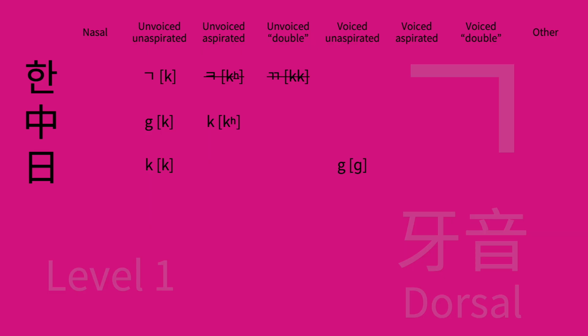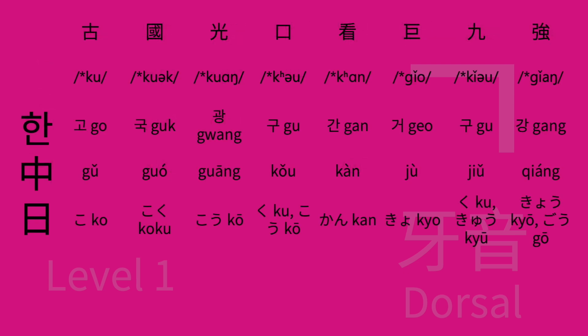For Mandarin, we have k and k. For Japanese, we have k and g. Here are some characters within this group.